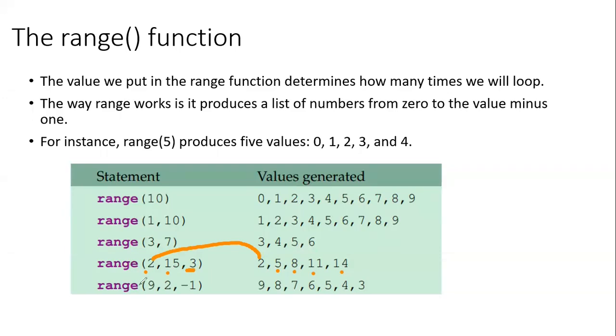Similarly, in this one, the starting value is 9. The decrement is minus 1. Therefore, it is decremented by 1. Therefore, it goes 9, 8, 7 like that. The last value 2 means the last value is 3, not 2. That is how you use the outputs. Is that clear? How does this range function work? Yes, sir. Because you need to have a clear understanding of this function to understand the other parts.